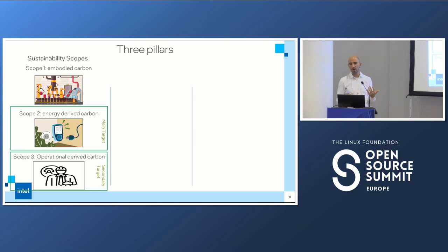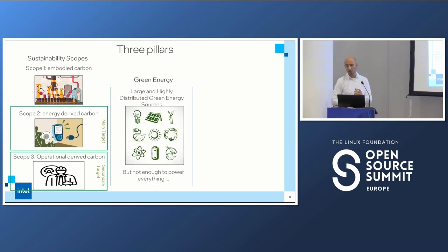Because if you ask me, I think it's almost impossible to have 100% green or net carbon architectures. But I think it's very important that we are honest, and as an ecosystem we define the metrics on what carbon means, and what zero or carbon neutral means.